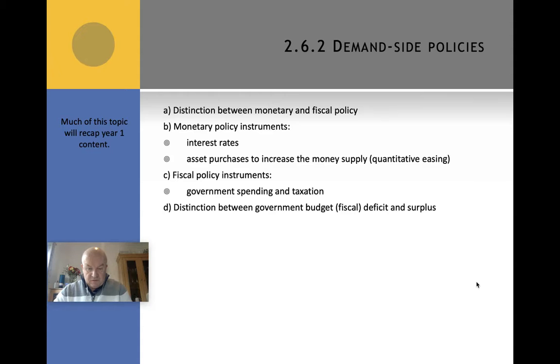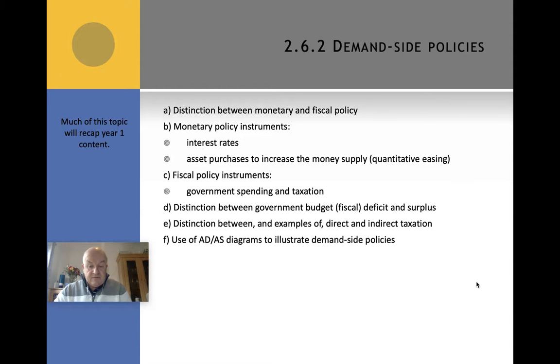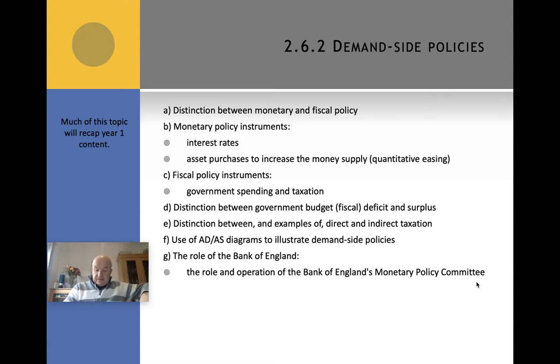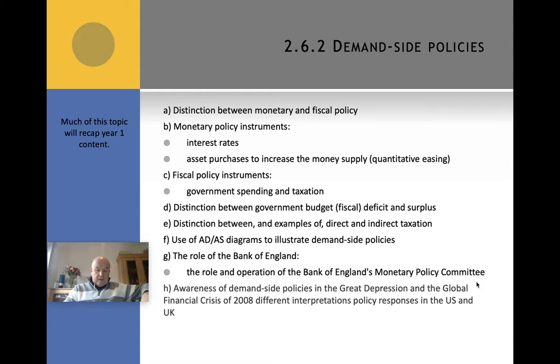If it chooses to spend less than it raises in taxation, then there would be a budget surplus, okay, a fiscal budget surplus. We'll also look at different forms of taxation, both direct and indirect, and then use AD and AS diagrams to illustrate these, as we talked about before. We'll look at the role of the Bank of England, and specifically what the Bank of England is responsible for and what the Monetary Policy Committee does.